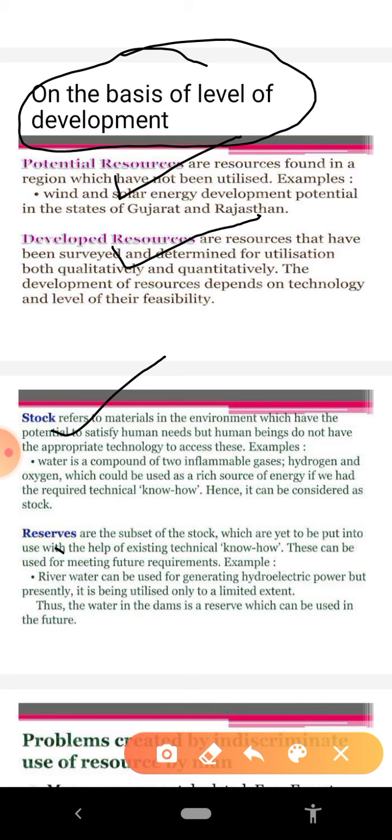After that, reserve. These are the subset of the stock which can be put into use with the existing technology, but their use has been postponed, keeping in mind the needs of the future generation. For example, India has a sufficient amount of forest to fulfill the needs of the present generation, but they are being protected for the future generation. So the next part we will discuss in the next video.